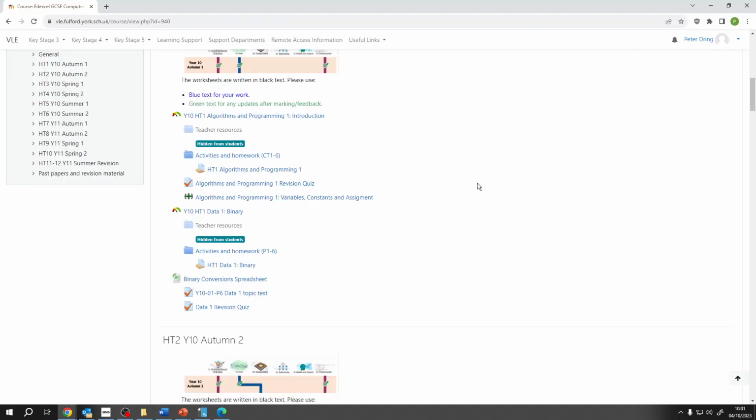So when you finish the worksheet, please remember to save the Word document, and we upload it to Half Term 1 Data 1 Binary.